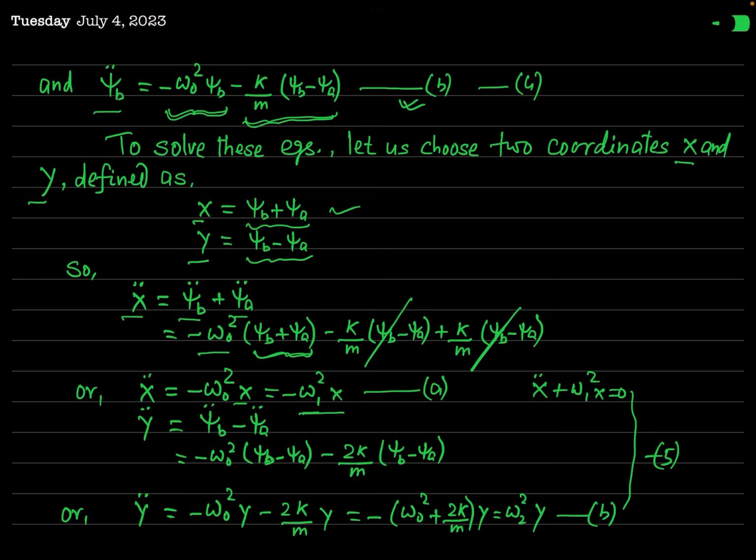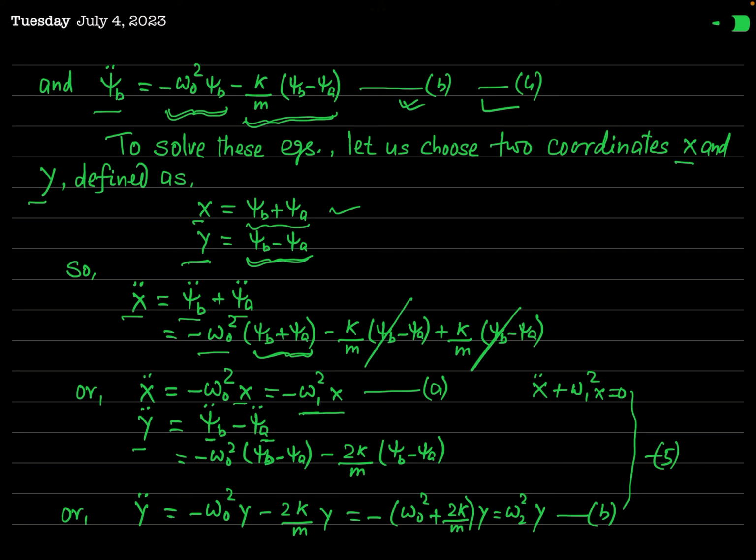Okay, now let us try to find the second equation of motion. As y is equal to yb minus ya, so y double dot will be yb double dot minus ya double dot. Again we will substitute the value of yb double dot and ya double dot from this equation 4.